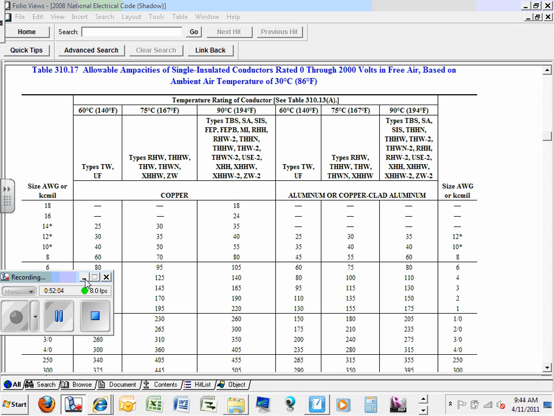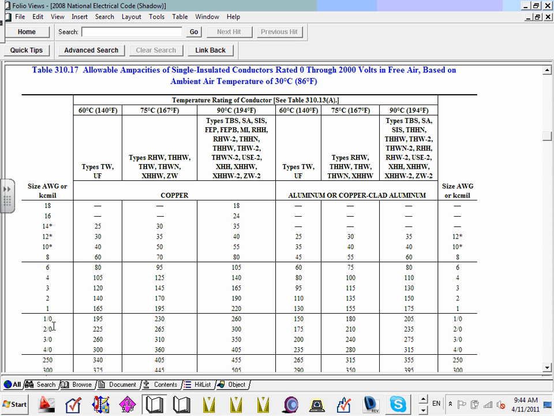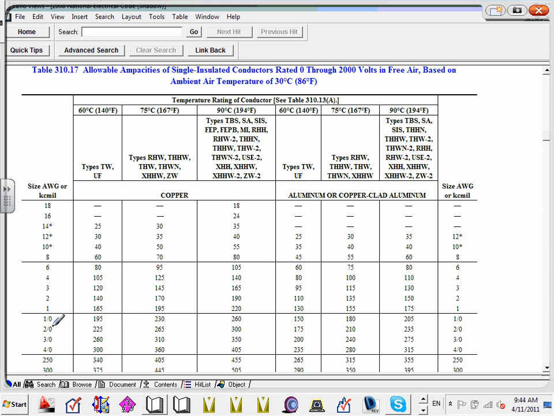So let's look at this table, guys. This is table 310.17. We've never used 310.17. Anybody have used it, guys? I don't think you've used it with me, at least. Table 310.17, guys, I want to bring to your attention. It says ampacity of insulated conductors rated for 30 degrees ambient air temperature in free air.